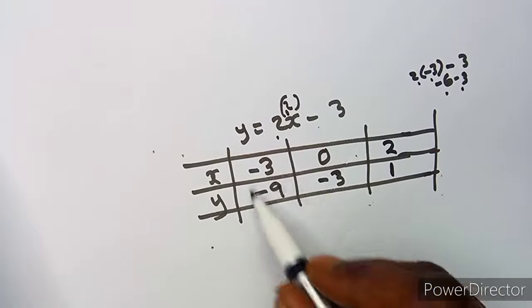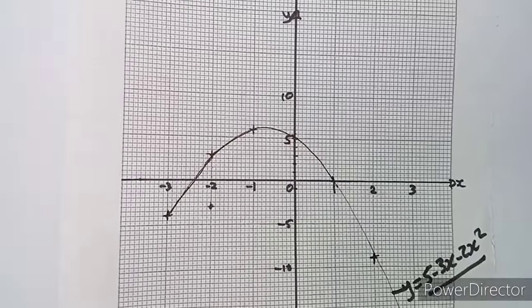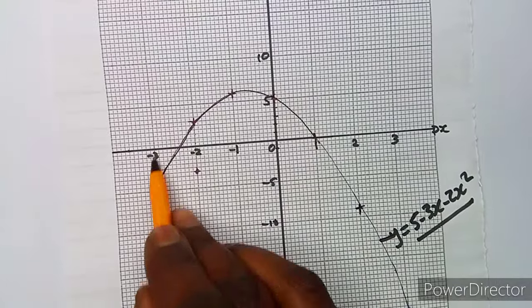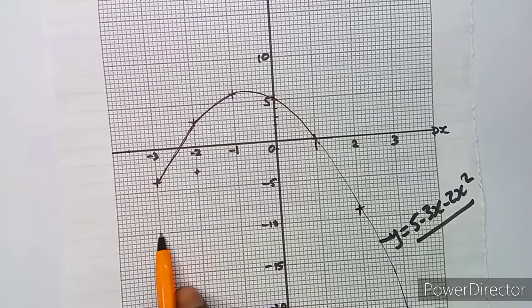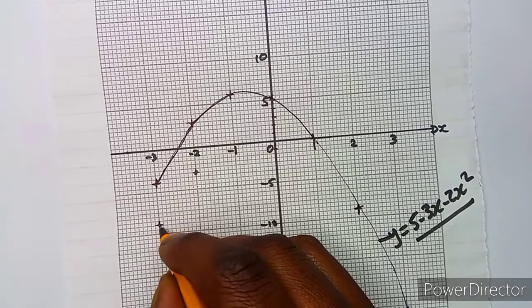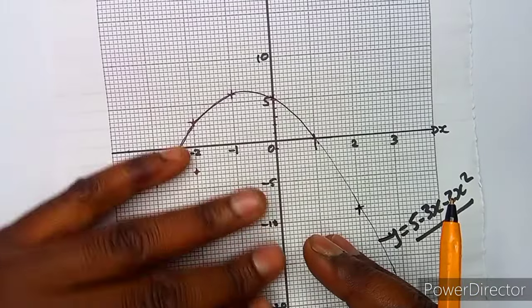So I mark these points. When x is minus 3, y is minus 9, that is here, minus 3, minus 9. So this is minus 10, and minus 9 is 2 boxes below, which is maybe at this point. That's minus 3, minus 9, before minus 10, that's 2 boxes going that side.